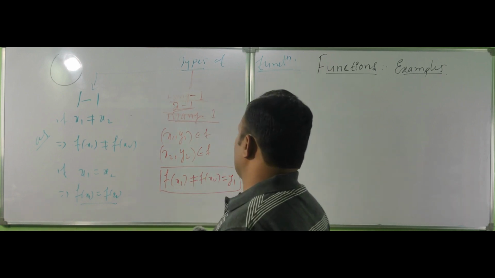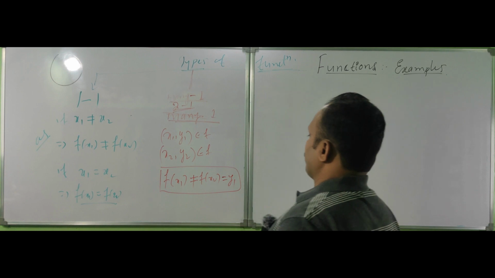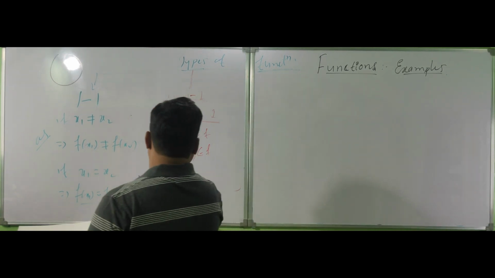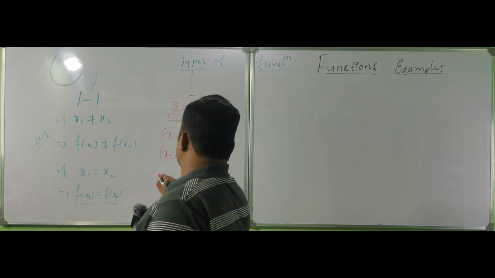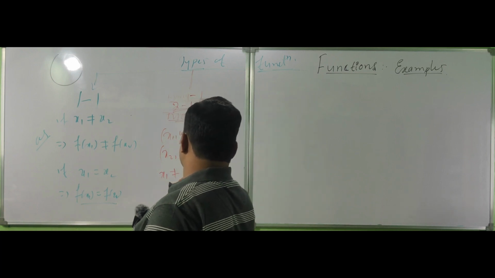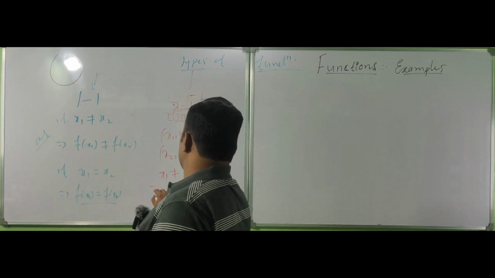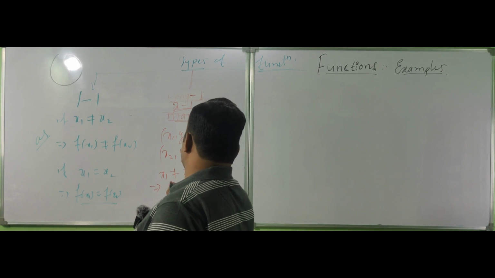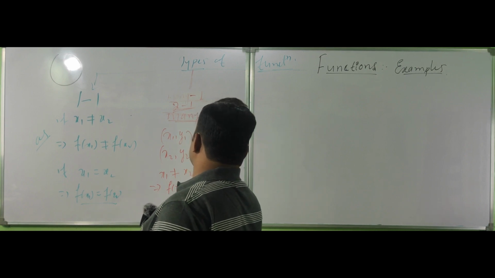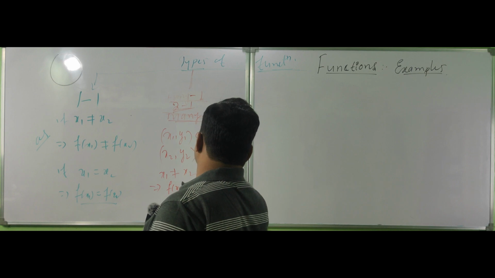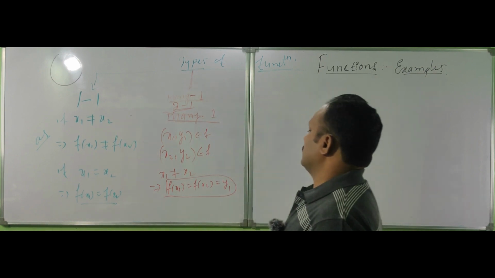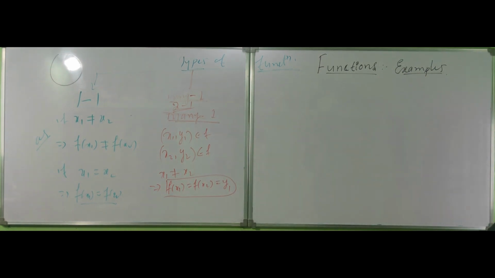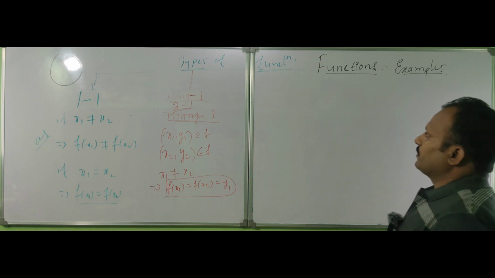Is it right? x1 is not equal to x2 implies that f of x1 is equal to f of x2, which is equal to y1. This is the condition for many-one. Third one is onto.